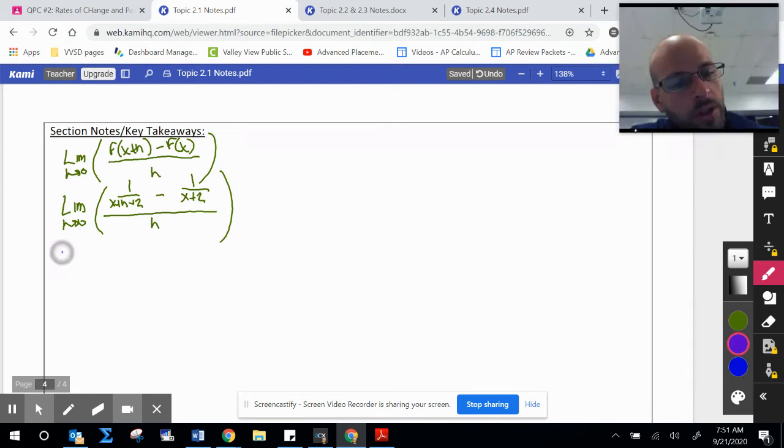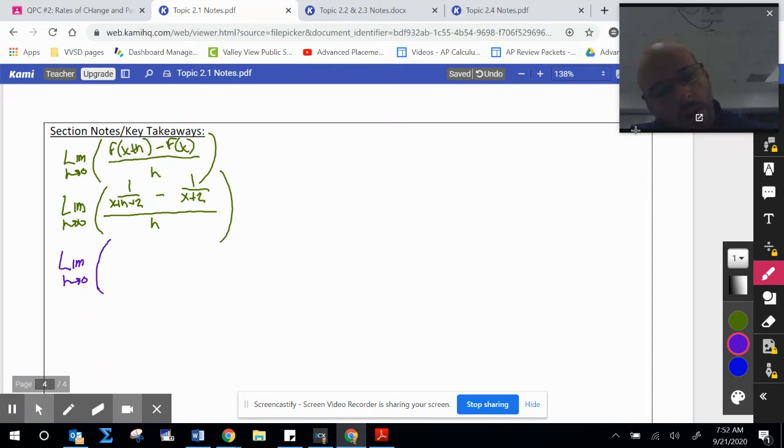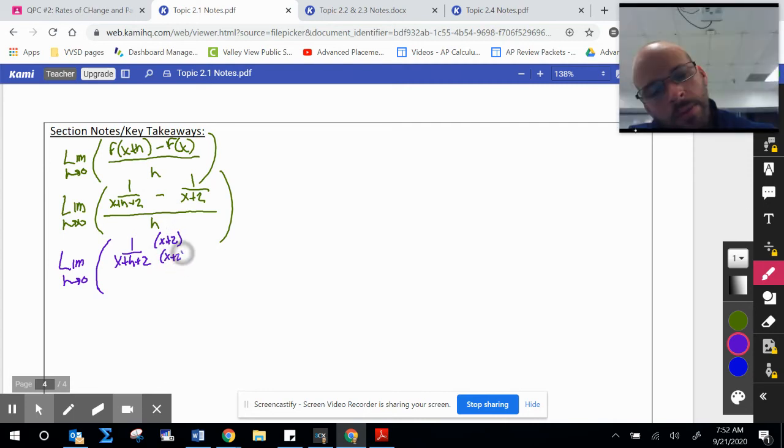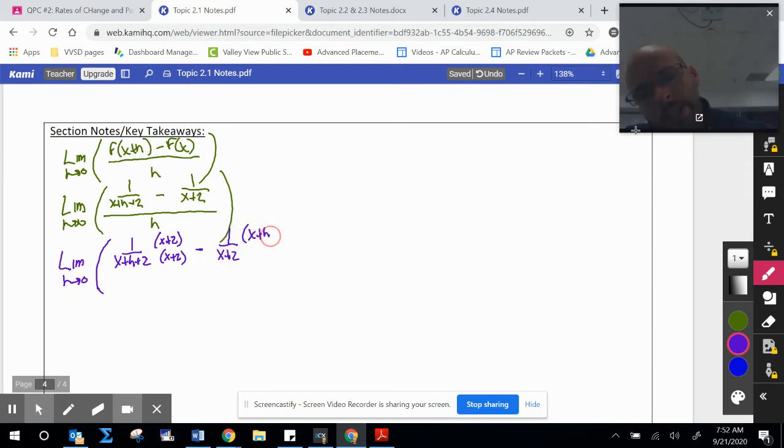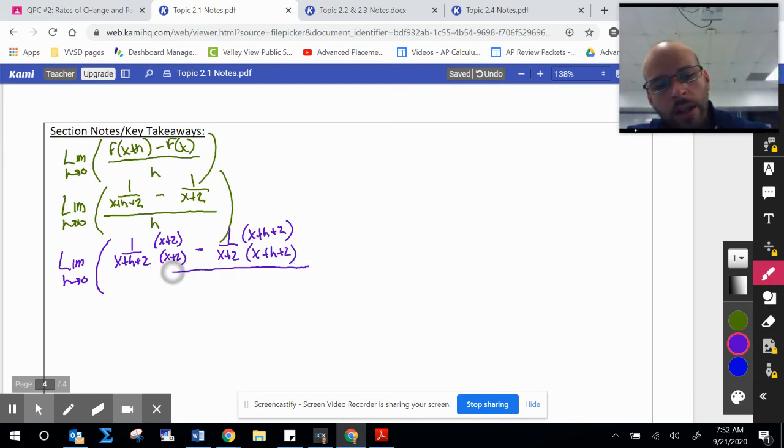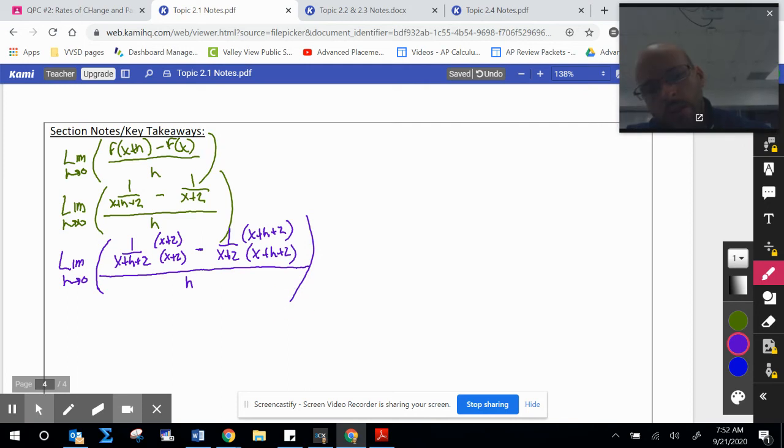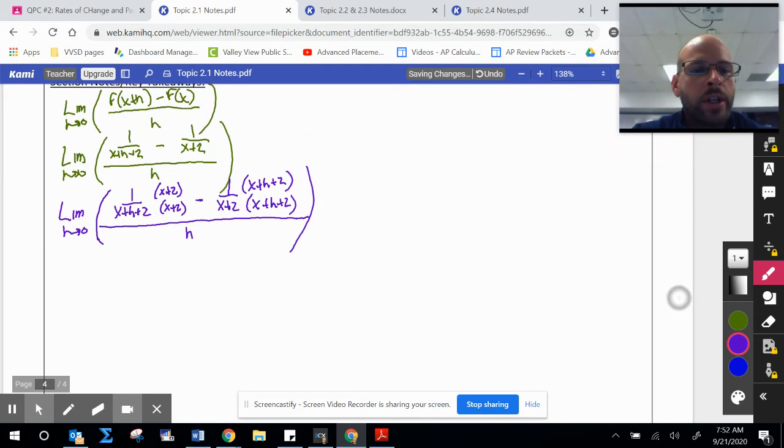So when I do this, I'm going to have the limit as h approaches 0 of a 1 over x plus h plus 2. Let's make that nice and neat. Now I need to multiply this by an x plus 2 and an x plus 2. Minus 1 over x plus 2, and I need to multiply this by an x plus h plus 2, and this by an x plus h plus 2. And that is all over h. Again, trying to get common denominators in the numerator.